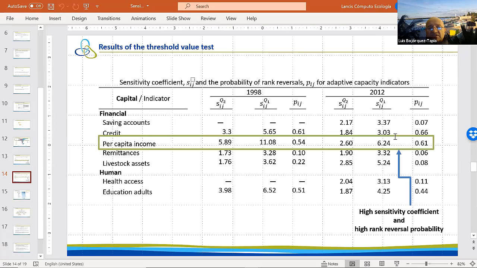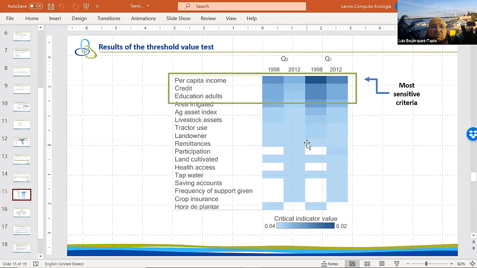Per capita income, we have something similar to this, that we have high probability and high sensitivity values. So when we aggregate overall, what we have is that the most sensitive criteria were per capita income, credit, and education of adults when we combine this result in this chart. This shows how per capita income increase.